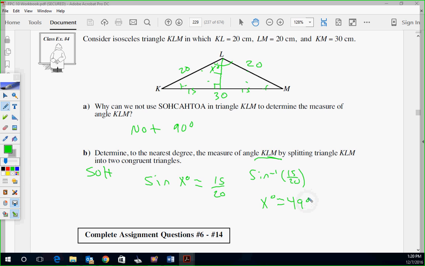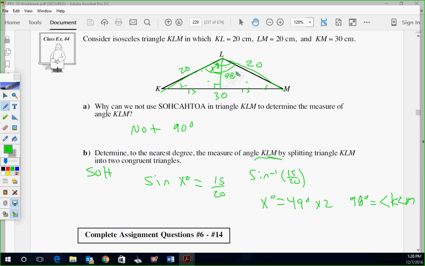Oh, excuse me. 49 degrees is not KLM. 49 is this guy. So then what's KLM? Times 2, it's 98. 98 degrees is what angle KLM is. So the whole thing is 98. So it's bigger than 90.